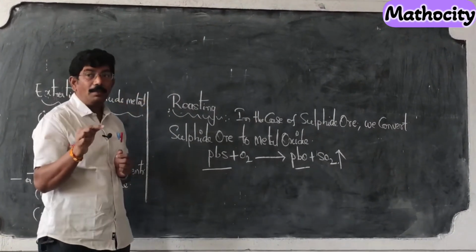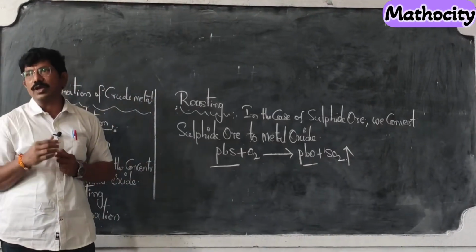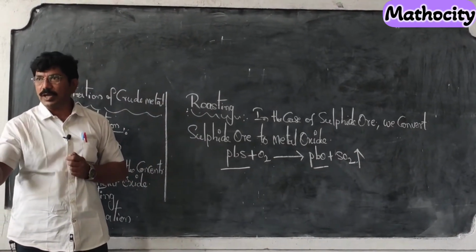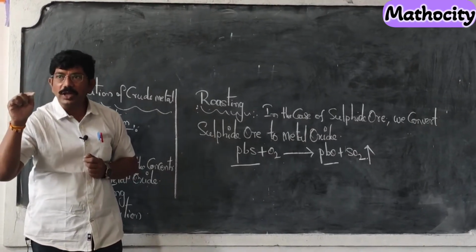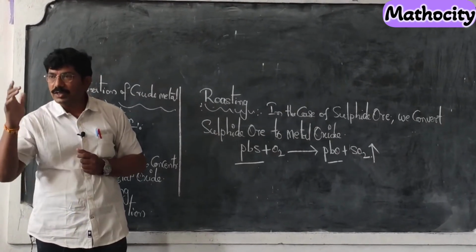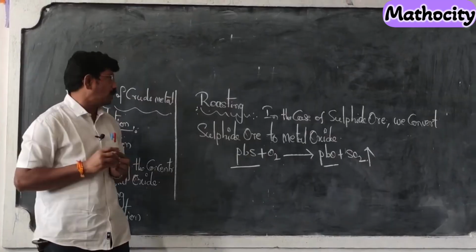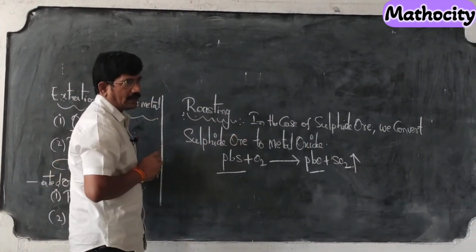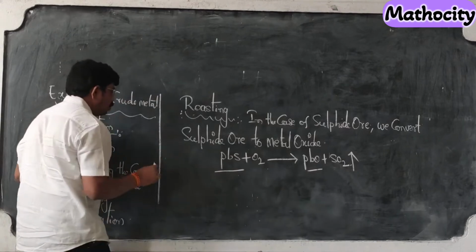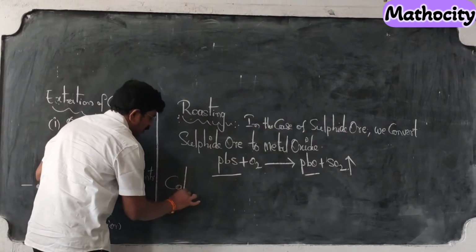At the same time, calcination is also a pyrochemical process. What do you mean by pyrochemical? Which are involved with high temperatures. Are you clear about that one? So roasting is done in the case of sulfide ores. Next, come to the next point, that is calcination.